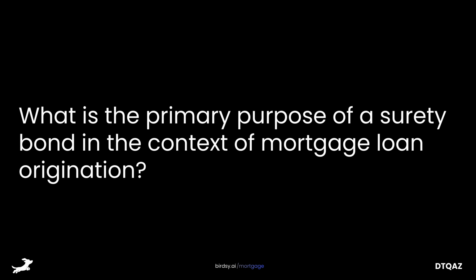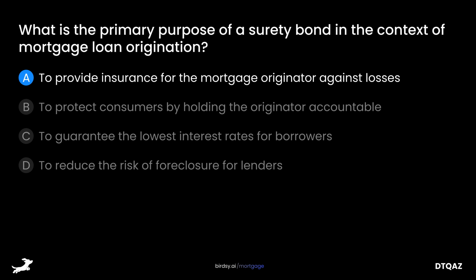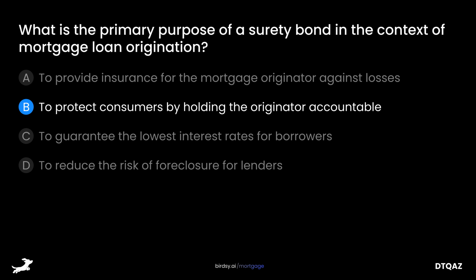What is the primary purpose of a surety bond in the context of mortgage loan origination? Is it A, to provide insurance for the mortgage originator against losses, B, to protect consumers by holding the originator accountable, C, to guarantee the lowest interest rates for borrowers, or D, to reduce the risk of foreclosure for lenders? The answer is B, to protect consumers by holding the originator accountable.